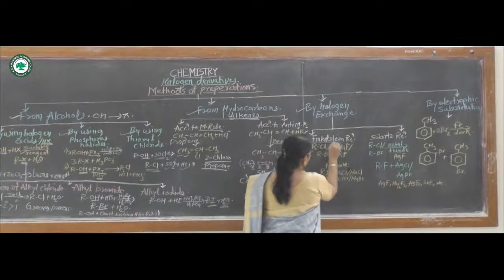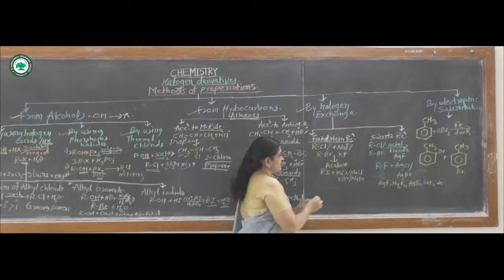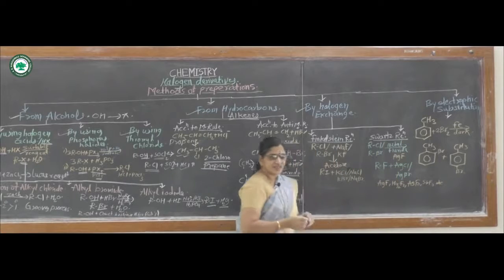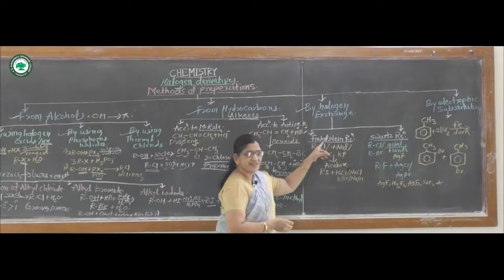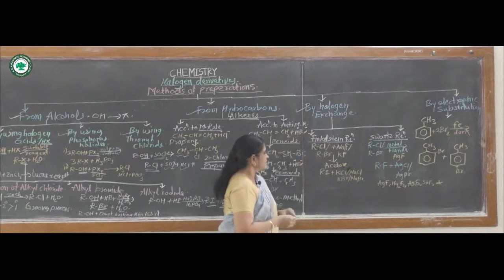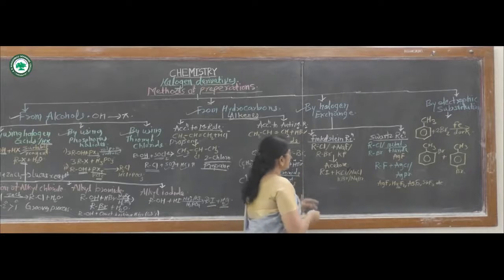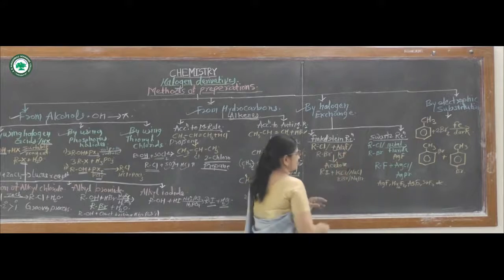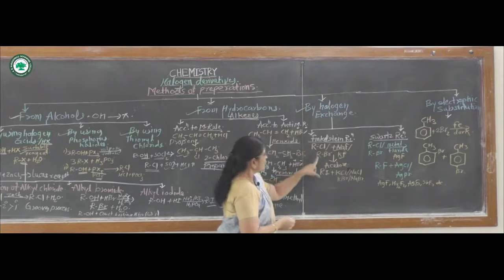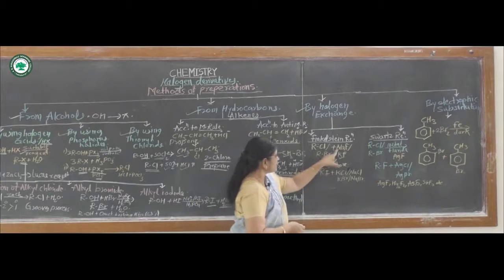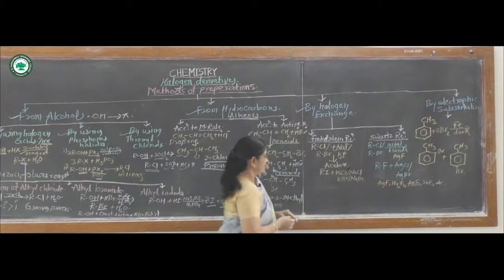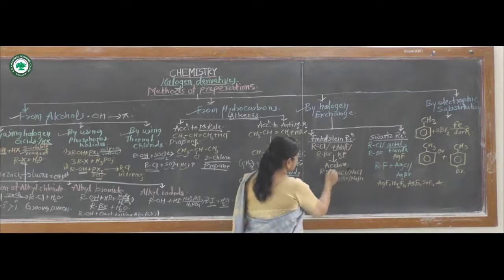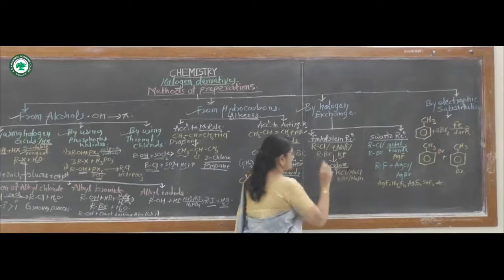Again, there are two reactions. The first one is the Finkelstein reaction, and the second reaction is the Swarts reaction. In the Finkelstein reaction, alkyl chloride or alkyl bromide, that is RCl or RBr, reacts with sodium fluoride or potassium fluoride. This reaction is carried out in the presence of acetone.